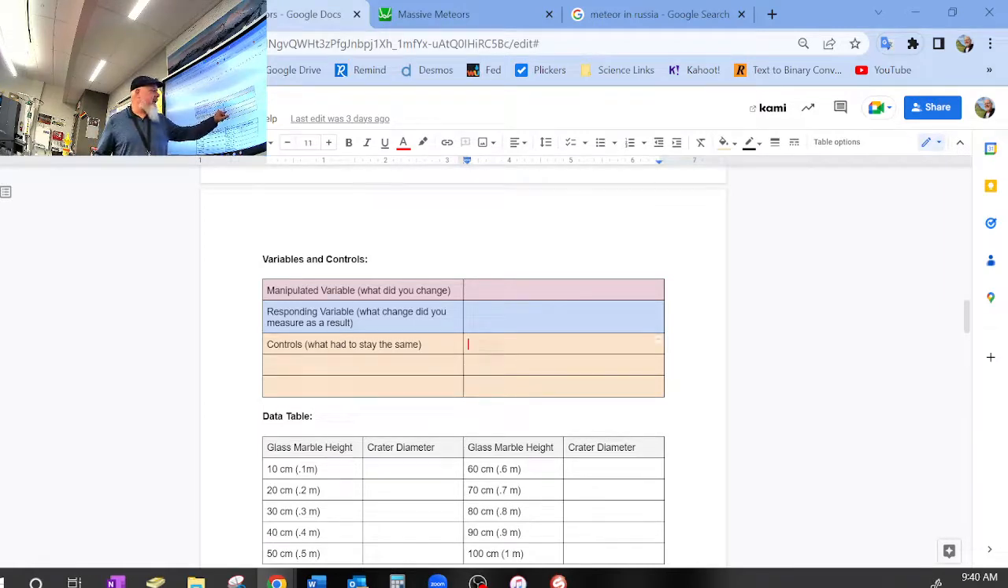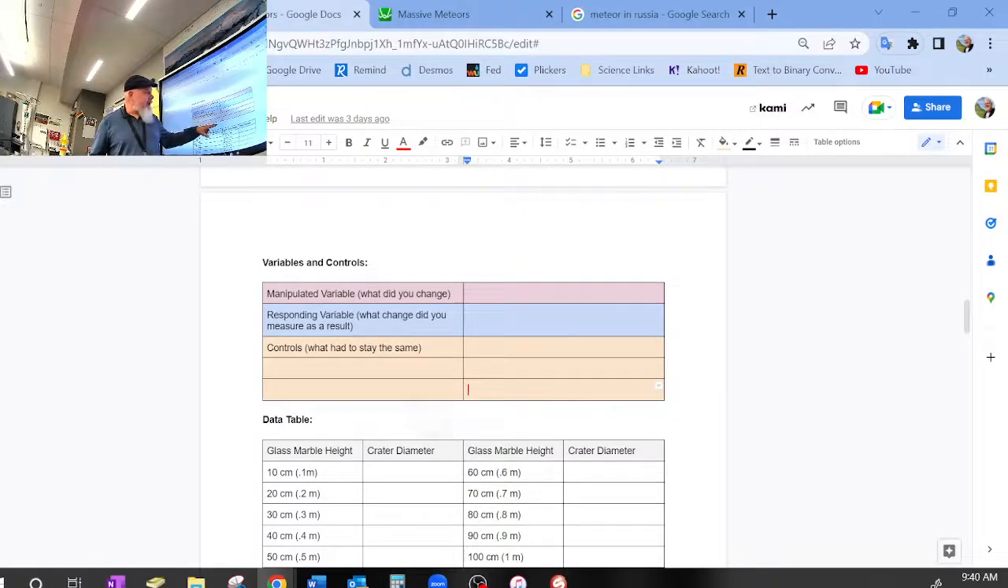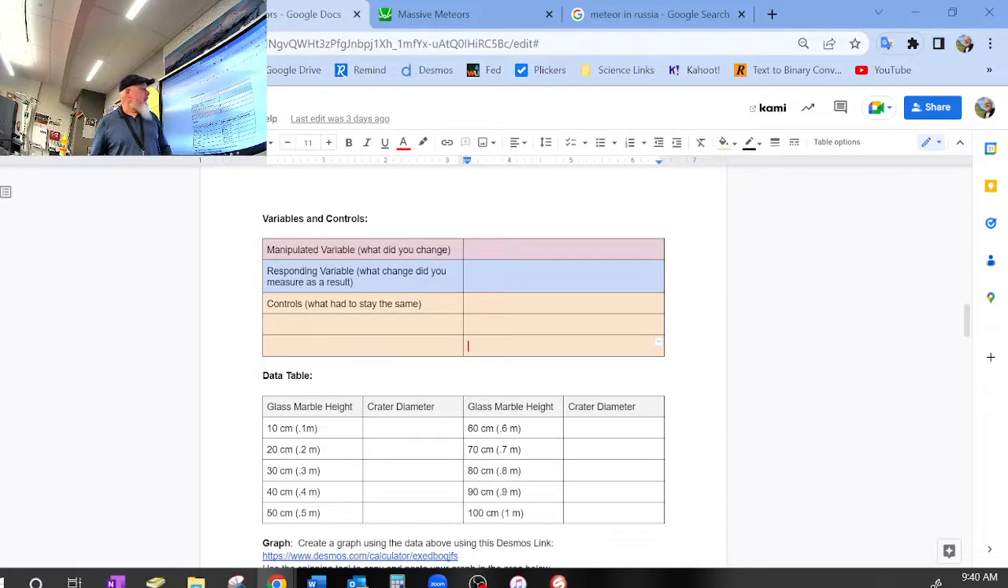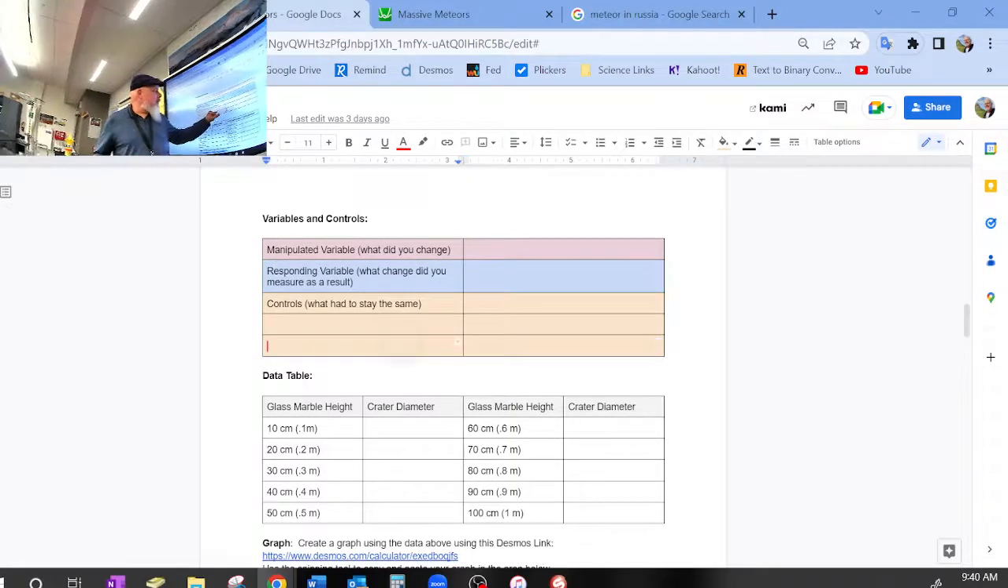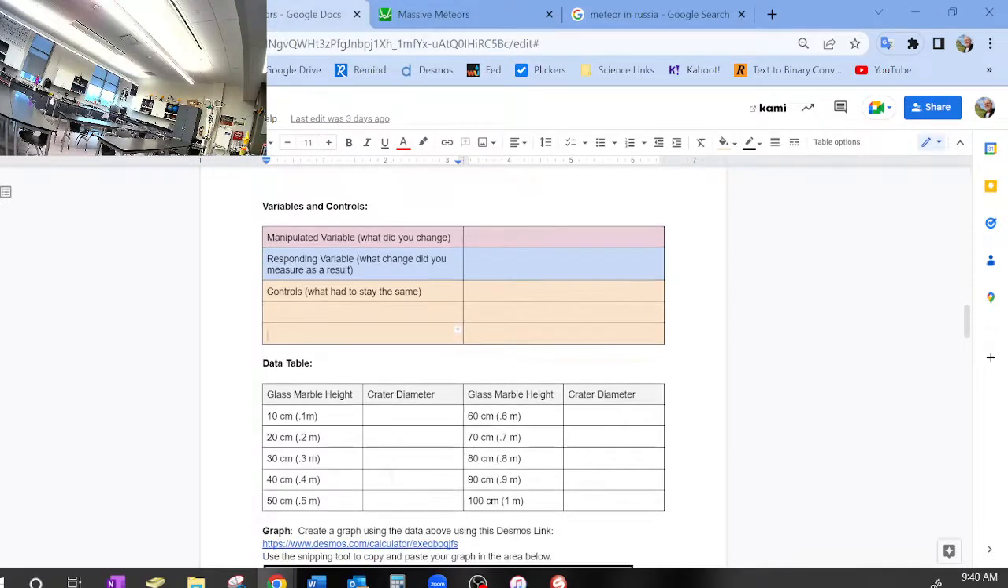So I want you to tell me at least 3 things that stay the same for each part of the experiment, for each drop. I give you 5 because 3 is the absolute minimum. You really should be able to give me more than 3.